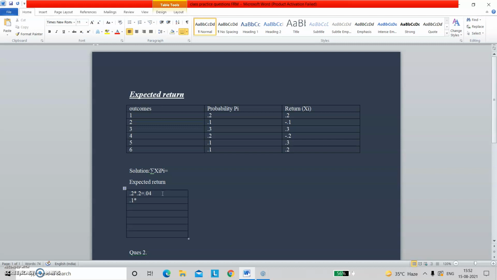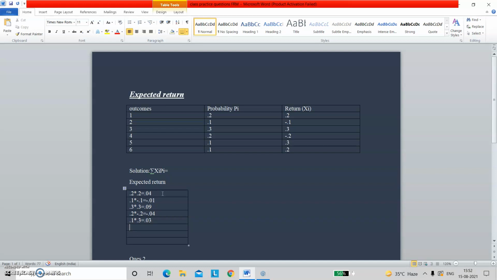0.1 into negative 0.1 gives negative 0.01, right? Then 0.3 into 0.3 gives 0.09. Then 0.2 multiplied by negative 0.2 will give negative 0.04. Then the fifth outcome is 0.1 into 0.3, which gives 0.03 as a return for outcome 5.